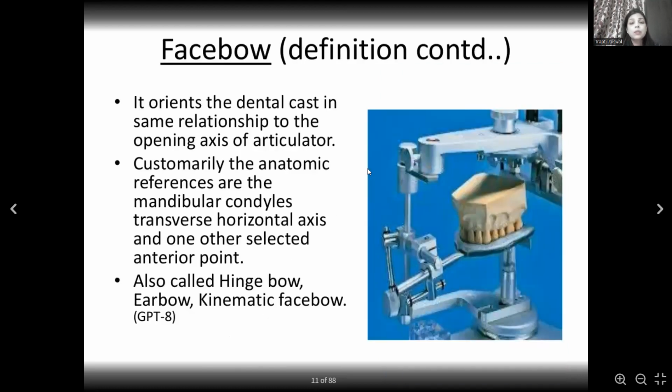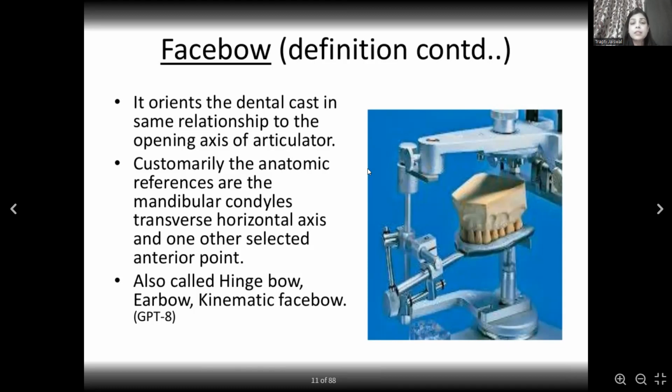So what does the facebow definition contain? It orients a dental cast in the same relationship to the opening axis. Like if we see the maxillary cast, there's a tilt, there's a relationship of the maxillary cast in space: anteriorly, posteriorly, vertically, laterally. So the facebow orients a dental cast in the same relationship to the opening axis of the articulator. And how are we recording this? We are taking some reference points in the patient's mouth so that we can use those reference points to articulate the cast.